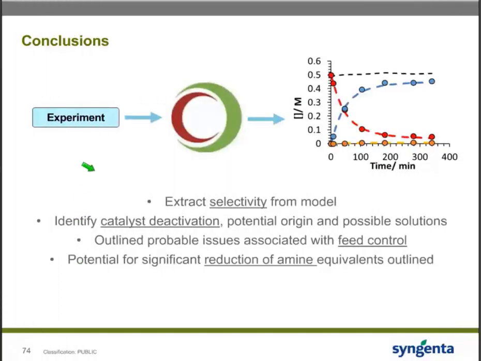So that brings me to the end of the talk. Hopefully what I've showed you is that from just a few experiments and using Dynochem, you can extract some very useful pieces of information at the early stages of a project. So we can extract the selectivity from the model. We've identified catalyst deactivation and the likely place in the catalytic cycle that it can occur. We've outlined probable issues associated with feed control, and also the potential for significant reduction of the amine concentration.